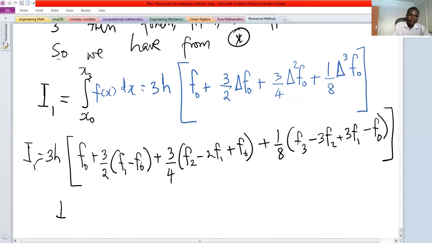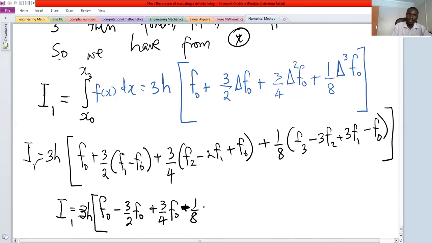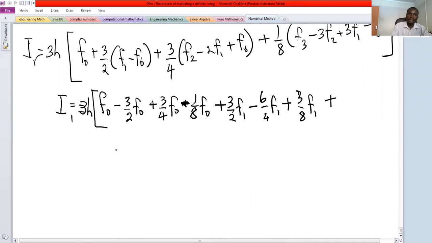So I1 equals 3h times: F0 minus 3/2 F0 plus 3/4 F0 minus 1/8 F0, plus 3/2 F1 minus 6/4 F1 plus 3/8 F1, and then plus 3/4 F2 minus 3/8 F2, and then plus 1/8 F3.